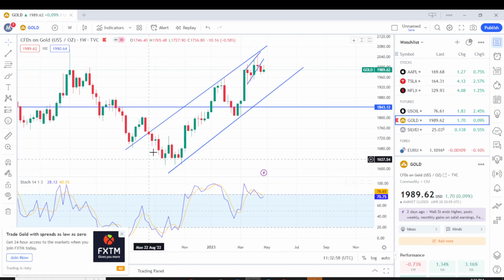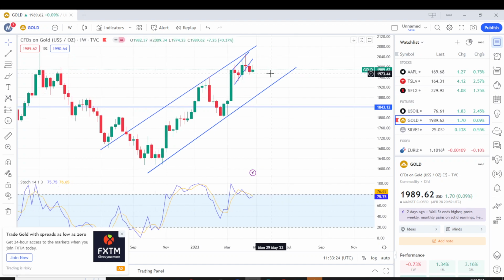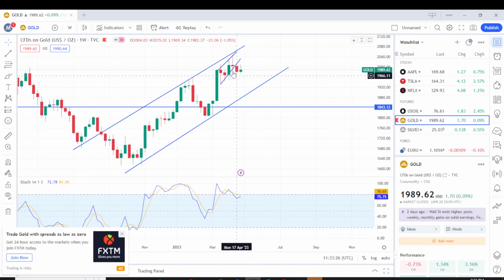So as you can see, gold has been confined in a channel, and this channel is bounded with these two trend lines. We have this one and we have this one. Recently, price has just come to this level here, almost attacking this trend line. But when you look clearly, you can see that price didn't fully hit it, but we can still consider it a rejection because it's near that trend line.